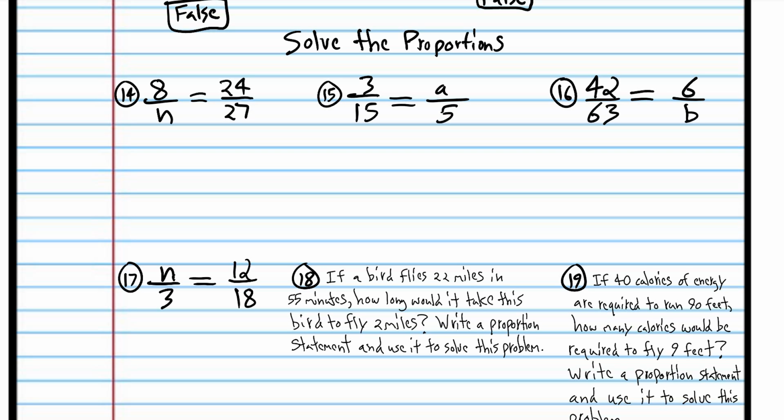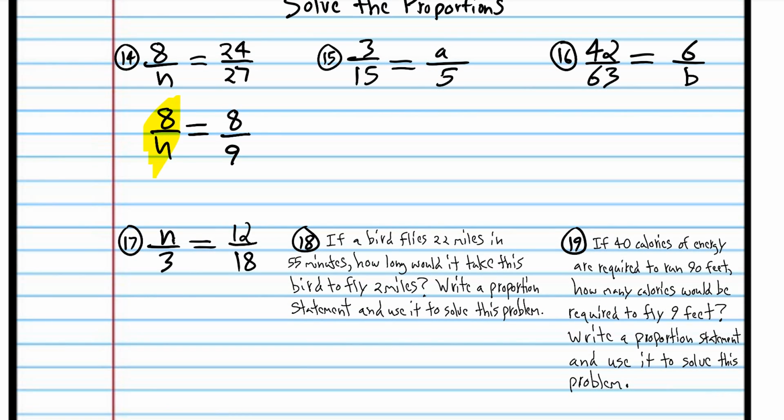So here's what you do in this first variation. You reduce this fraction. So if you reduce that fraction, divide both sides of the fraction by 3, and you get 8 over 9. And just rewrite the other fraction. So now we have 8 over n is equal to 8 over 9.